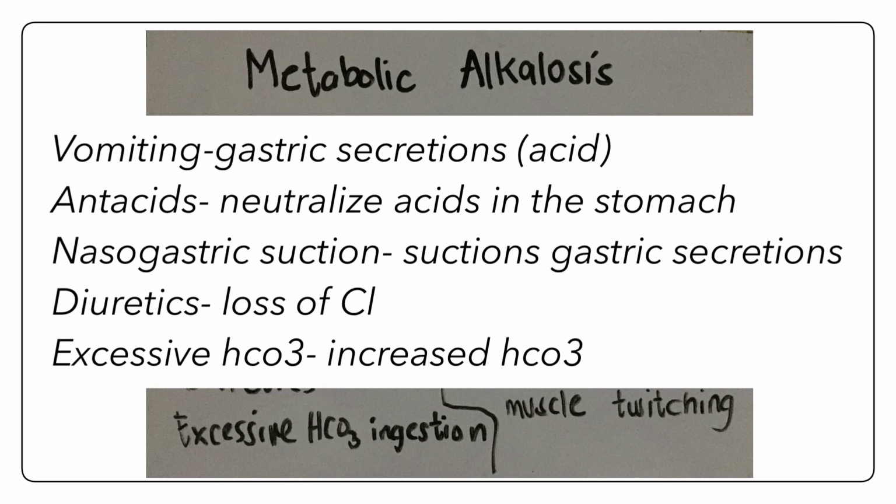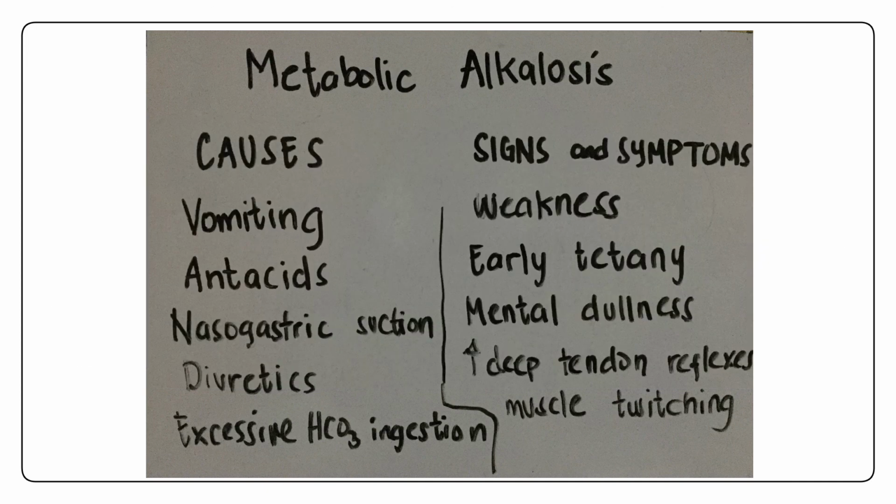Next is antacids. It is given to neutralize the stomach acidity because it is given to relieve indigestion or upset stomach. And the next one is nasogastric suction. It suctions the gastric secretions, therefore removing the acids in the body. Now, how do diuretics lead to metabolic alkalosis? It can be caused by excretion of chloride in proportion to bicarbonate. In metabolic alkalosis, the patients manifest weakness, early tetany, mental dullness, increased deep tendon reflexes, and muscle twitching.